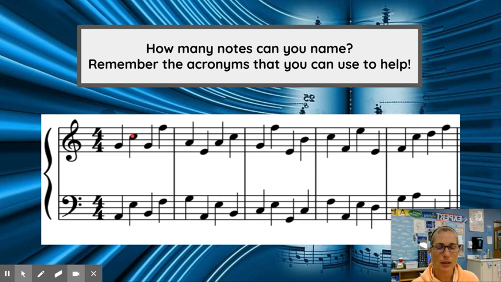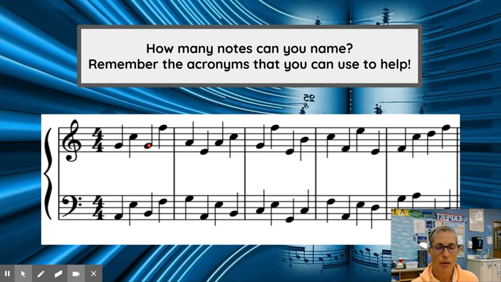This is a space note in the treble clef. And for spaces, we use the word face, which rhymes with space. So we always count on the bottom, F, A, C, E. So that note is a C.